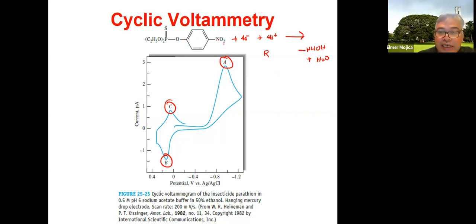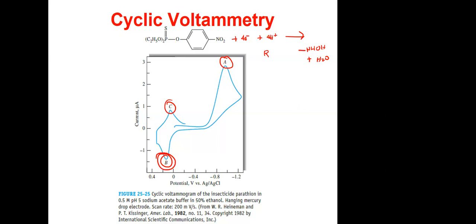So from your NO2, you have what? NHOH. So it was reduced. One of your oxygens was absorbed by water. Now, how about this one? Oxidation, sir. So this is oxidation.